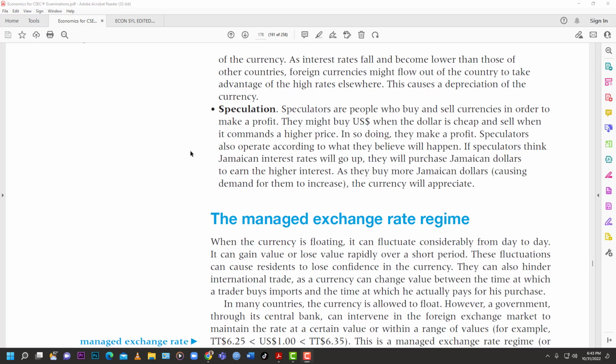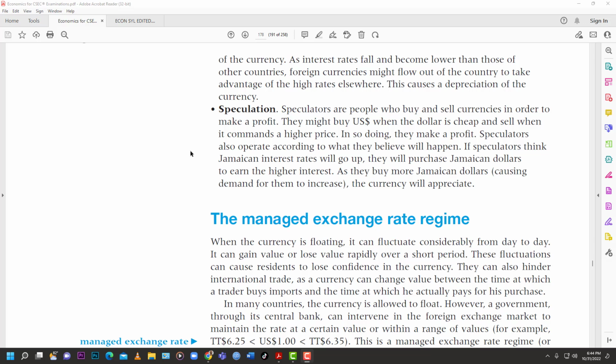So speculation, like a lot of people would speculate that the pound would move up or down based on what the prime minister might say or do, and so they might invest in more pounds or more dollars or whatever based on what they speculate, based on what they assume. So based on the speculation, that can influence whether you demand more of a currency or the other.